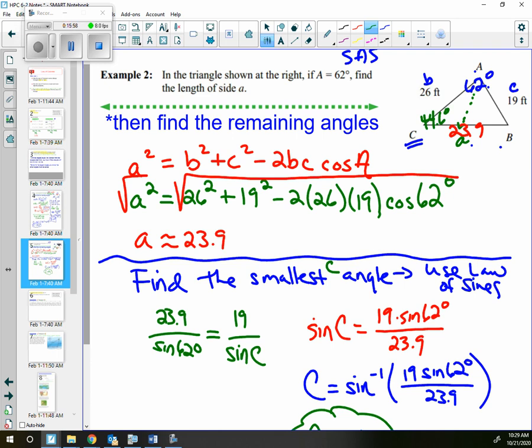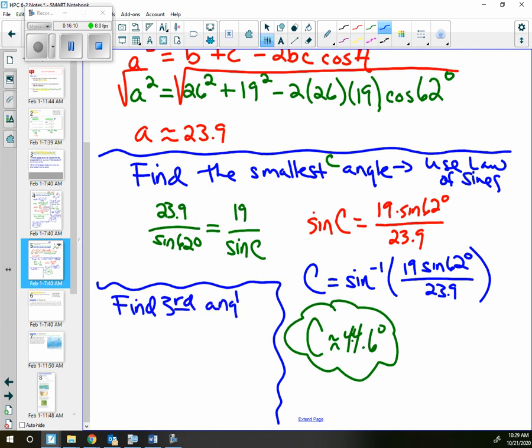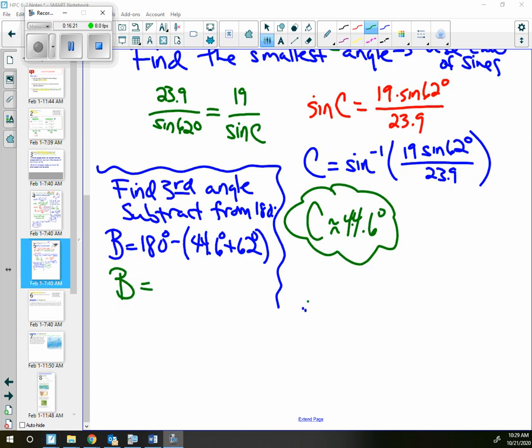Now again, I know two angles already, right? So because I know two angles, I can find the third just from subtracting from 180. So we're going to find our last angle. So find the third angle, and we're going to subtract from 180. So find that third angle. That would be angle B. We're going to subtract off those other two. Looks like 73.4 degrees.